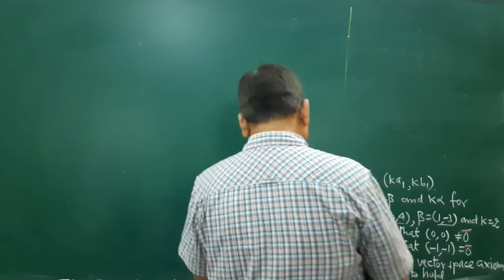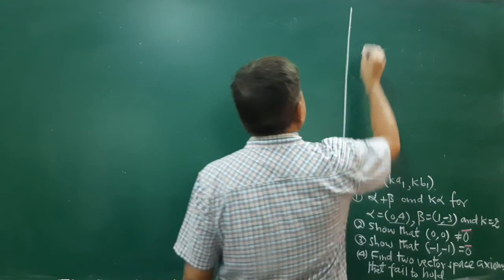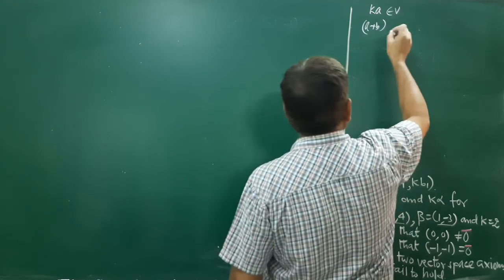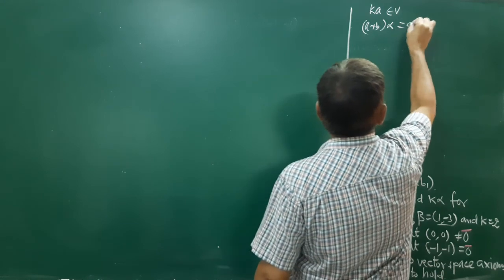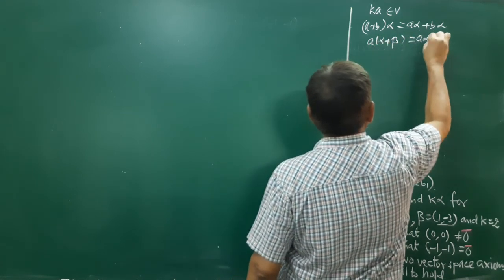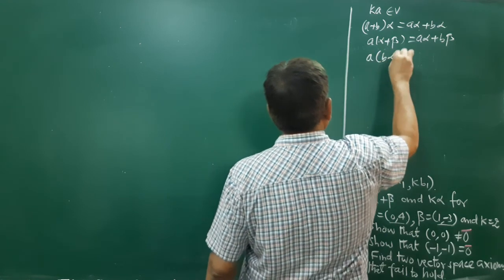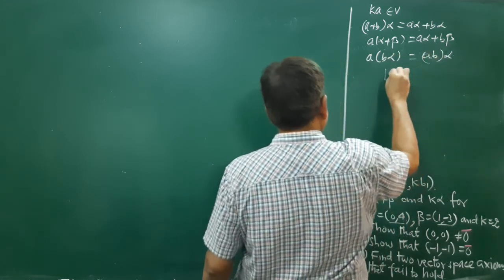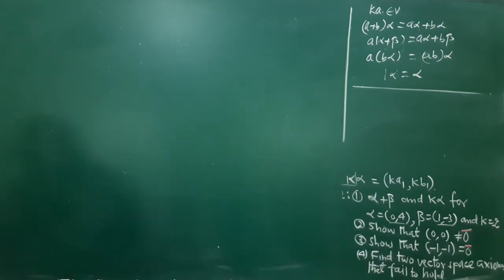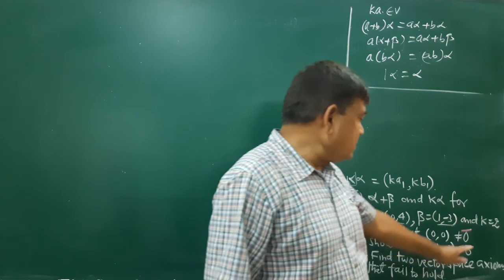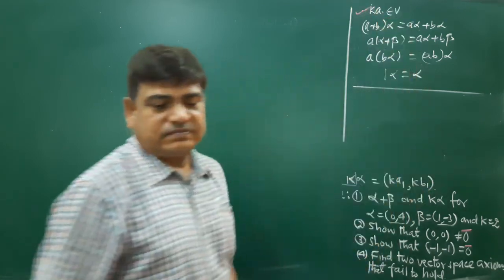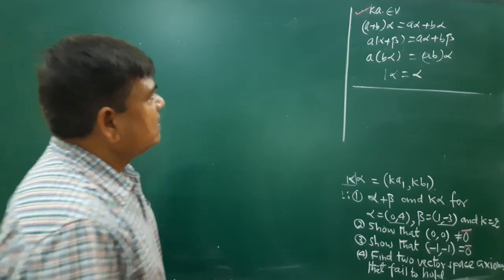If you remember, for k, a, b belonging to the field, (a plus b) alpha is a alpha plus b alpha, then a times (alpha plus beta) is a alpha plus a beta, and (ab) alpha is a(b alpha), and 1 alpha is alpha. These are the properties. Find two vector space axioms. This holds, this is correct, because it is closed with respect to scalar multiplication. Let us come to the second one.